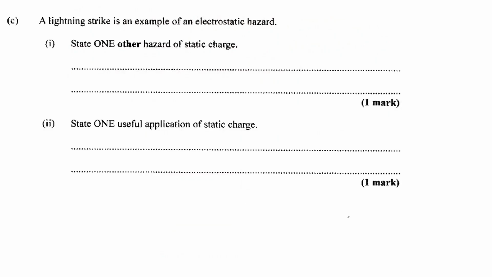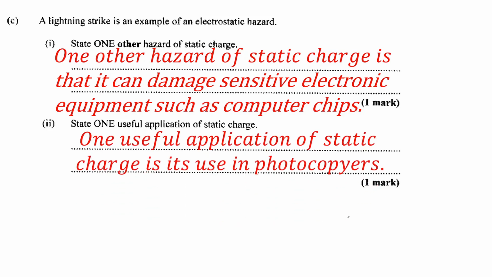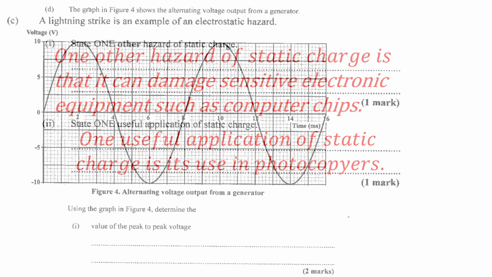3 part C, a lightning strike is an example of an electrostatic hazard, or to state one other hazard of static charge. So a possible answer you could have is that one other hazard of static charge is that it can damage sensitive electronic equipment such as computer chips. And if you're to state one useful application of static charge, you could say that one useful application of static charge is that it is used in photocopiers.